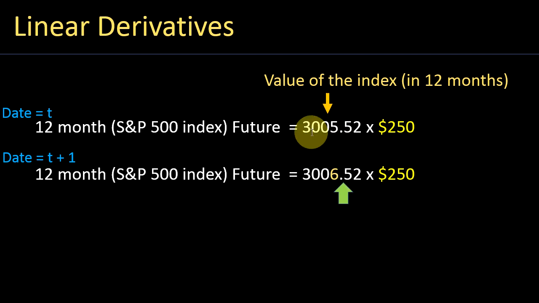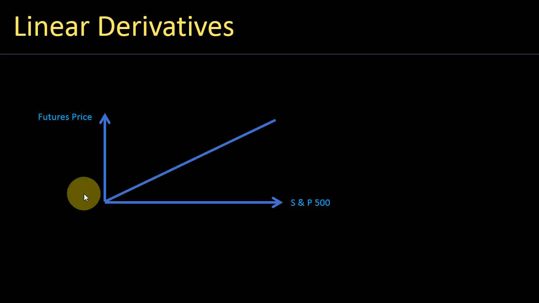irrespective of what the move would be, whether it's a small move, in this case it has only increased by 1 point, or whether it increases by 20 points or decreases by, let's say, 30 points, the change would simply be the change in the index value multiplied by $250. So when we talk about linear derivatives, the change will always be linear. It will be a straight line.